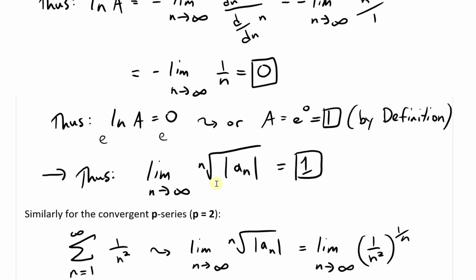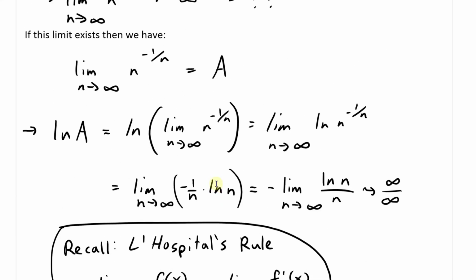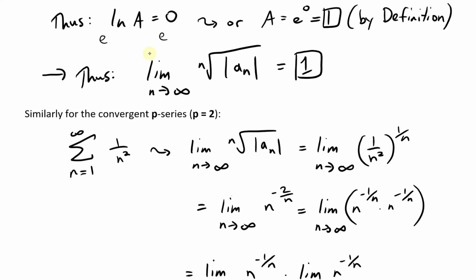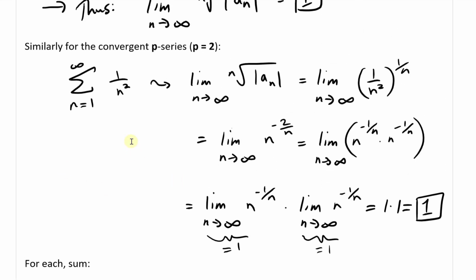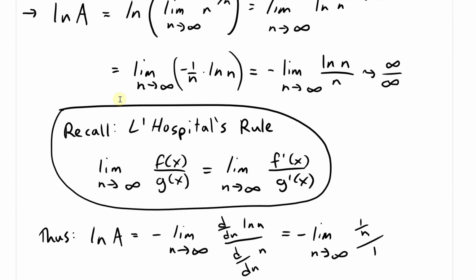And this one here is exactly the same thing we just solved: n to the negative 1 over n. So this equals 1, and this equals 1. So this just equals 1 times 1, which equals just 1, which is the same as before. So in other words, for both of the series, one convergent and one divergent, the root test gives 1.